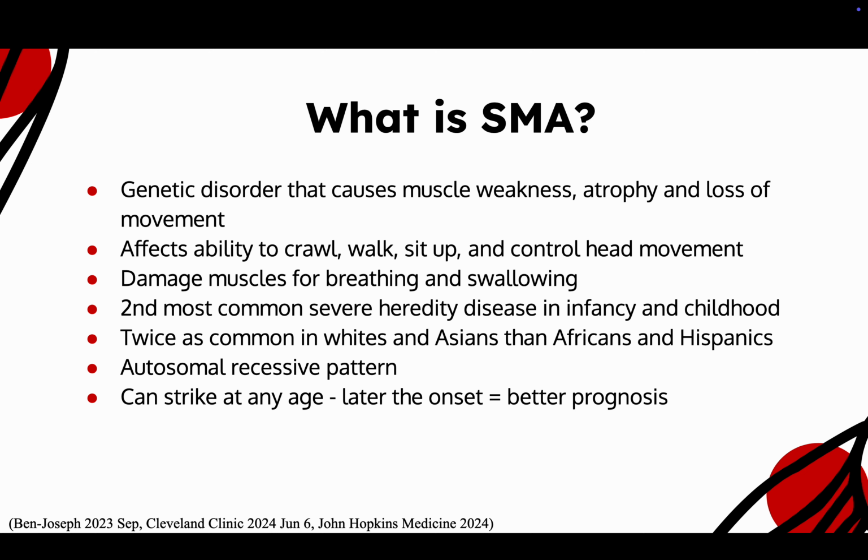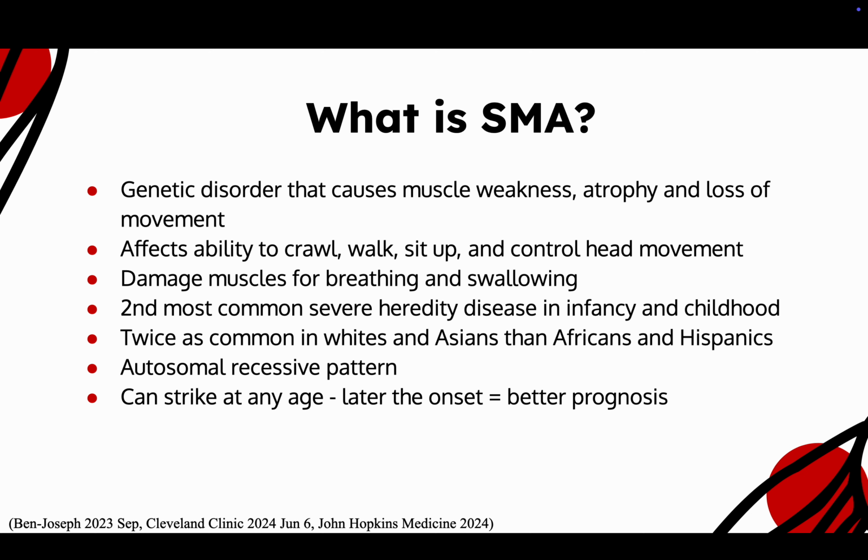What is SMA? It is a genetic disorder that causes muscle weakness, atrophy, which is when the muscles get smaller, and loss of movement. It affects the ability to crawl, walk, sit up, and control head movement. It damages muscles for breathing and swallowing. It is the second most common severe hereditary disease in infancy and childhood. It is twice as common in whites and Asians than Africans and Hispanics.